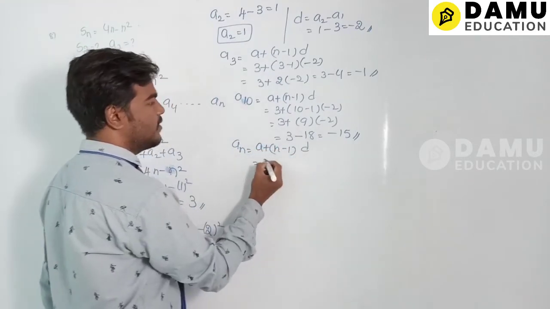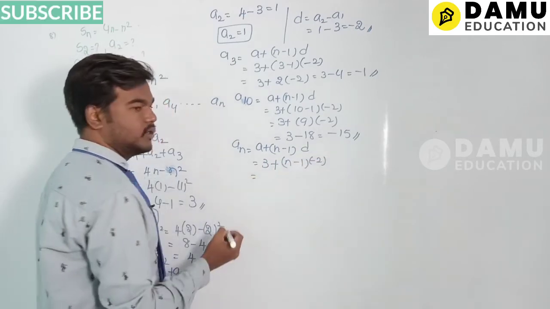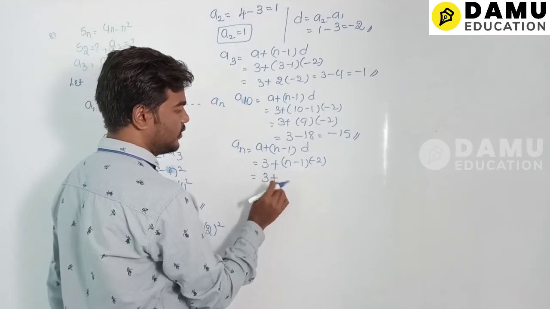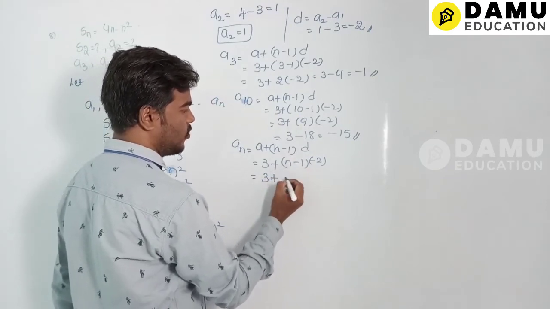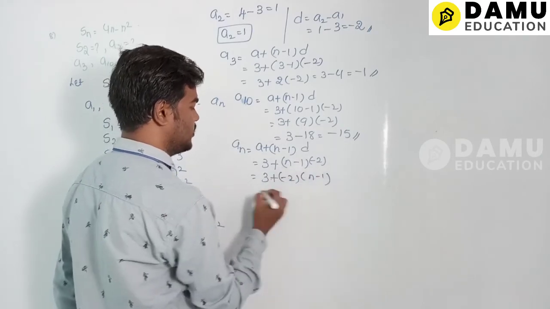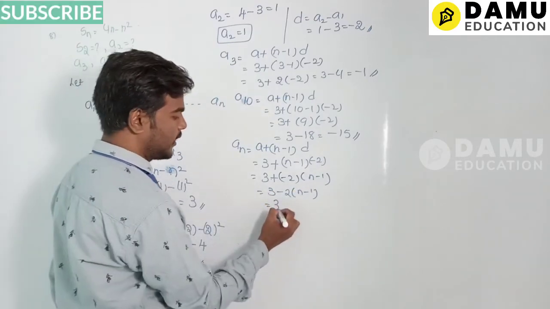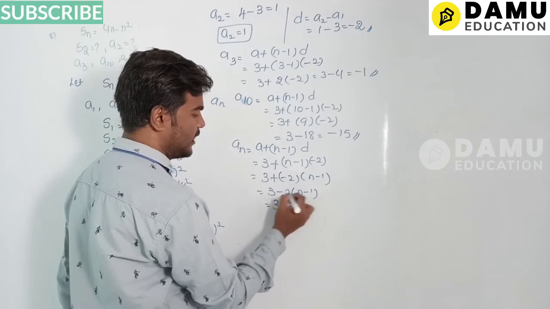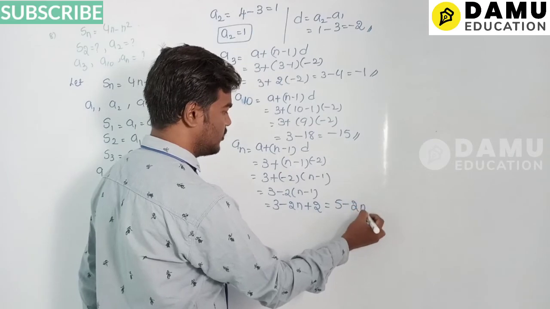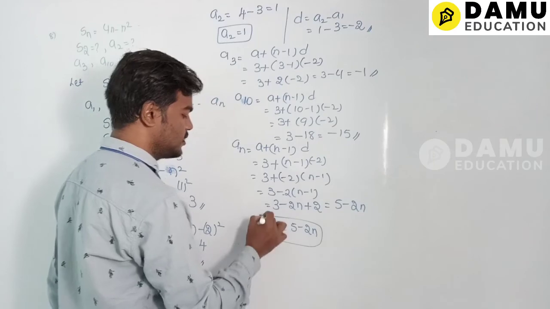Then the nth term will be equal to A plus n minus 1 into D. So A will be equal to 3 plus n minus 1 into minus 2. So 3 minus 2 into n minus 1. So the value here is 3 minus 2n, and minus into minus will become plus, 2 ones are 2. So 5 minus 2n. So an will be equal to 5 minus 2n.